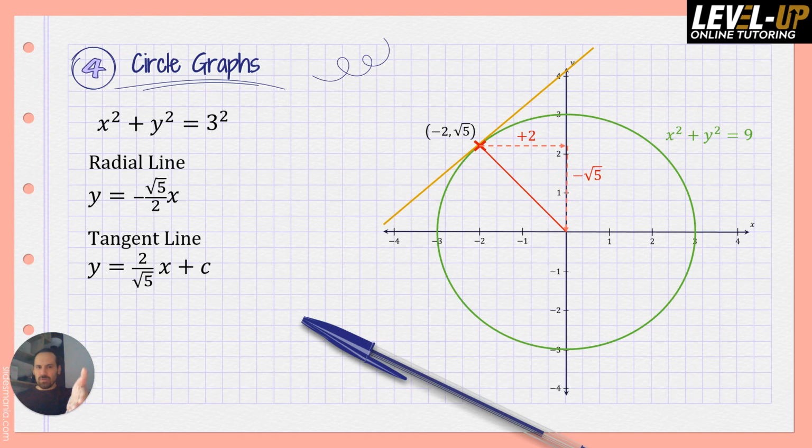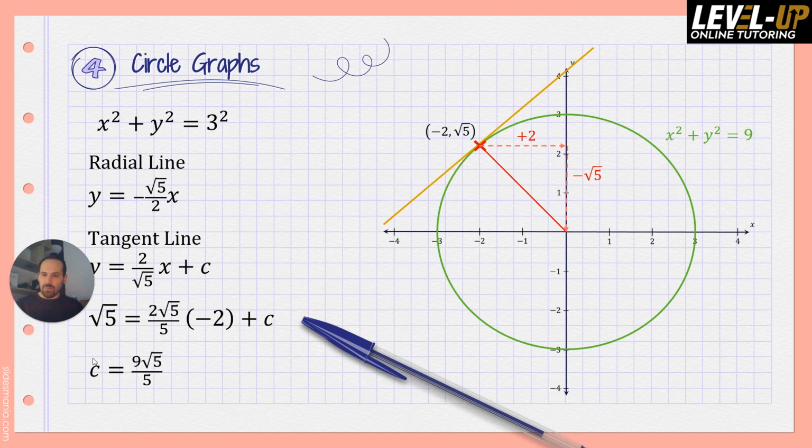We can't really read off where it intersects the y-axis accurately. We can see it's a bit over 4. So what we have to do is work it out by instead substituting in a point. And the only point we have is the point -2, root 5. So we put in the value of -2 for x, the value of root 5 for y.